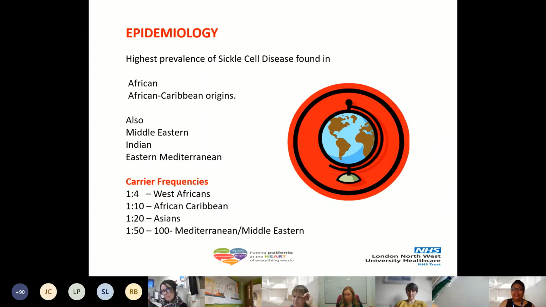If we look at who carries what, people normally suffer from sickle cell disease, with the highest prevalence in African people and people of African Caribbean origins, but it's also carried in people from the Middle East, India and Eastern Mediterranean. To explain the carrier frequencies even more, typically 1 in 4 West Africans are carriers of the sickle cell gene.